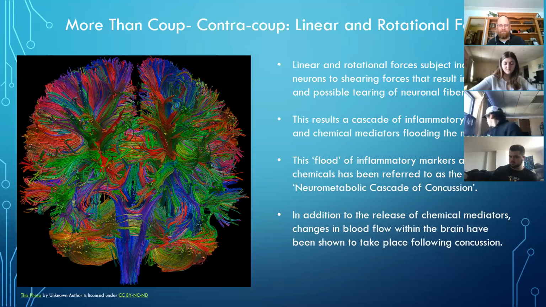So obviously, one thing that we've also learned since this neurometabolic cascade was first identified in the late 90s, early 2000s, was that we've also been able to appreciate on functional MRI blood flow changes in the brain after injury. We're actually able to demonstrate that now on functional MRI.